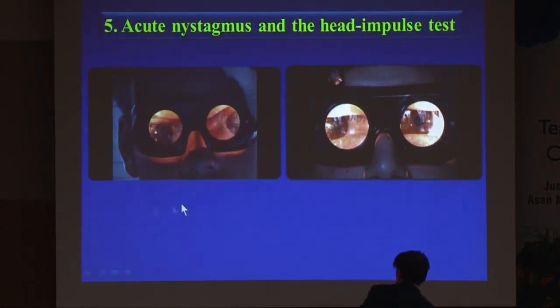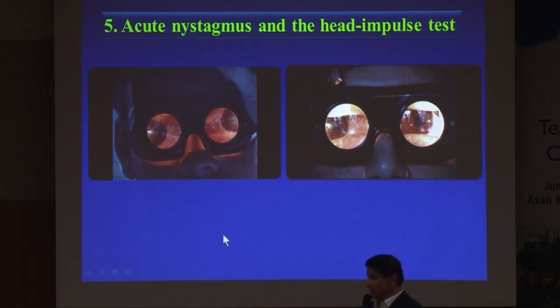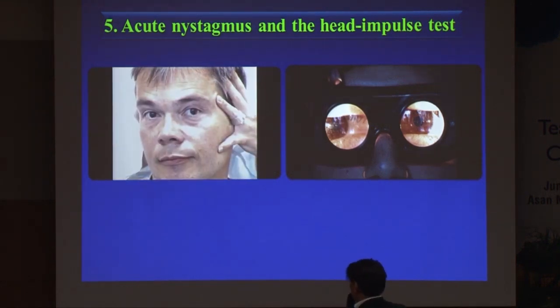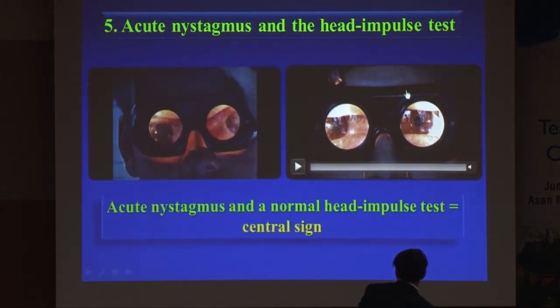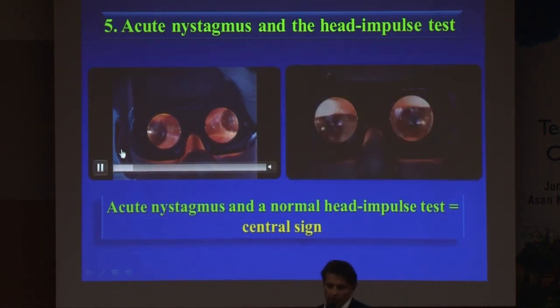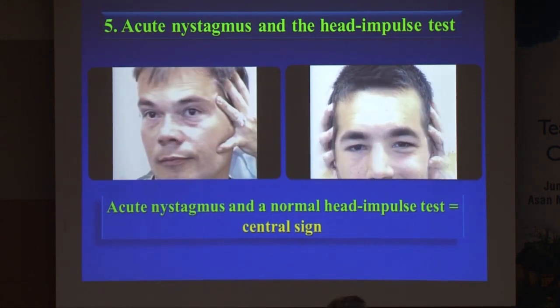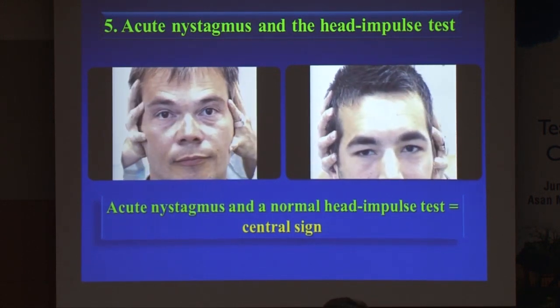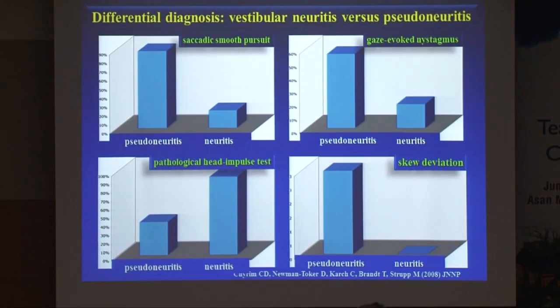And the last thing is acute nystagmus and head impulse test. You see here clearly pathological. And on the right side, a patient with the same history, acute onset of vertigo, acute onset of nystagmus, but a normal head impulse test. So this is one of the big five. To summarize: skew deviation, central fixation nystagmus, saccadic smooth pursuit, gaze-evoked nystagmus, and acute vertigo and nystagmus with a normal head impulse test.